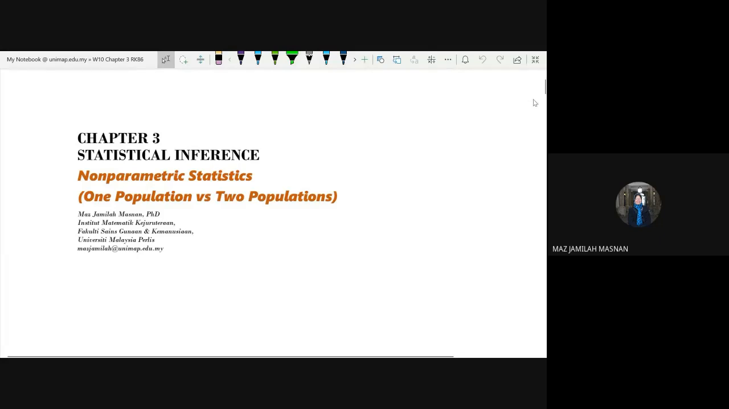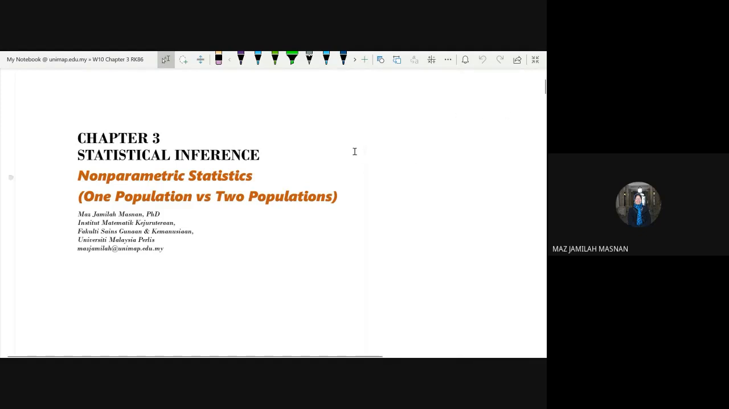Non-parametric statistics. For this topic, we are going to discuss two situations: where we have one population, and what about if we have two populations to deal with in making our inference using what we call sample evidence, and to make a decision for our population parameter.